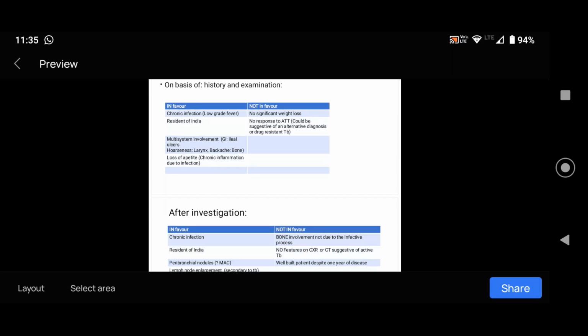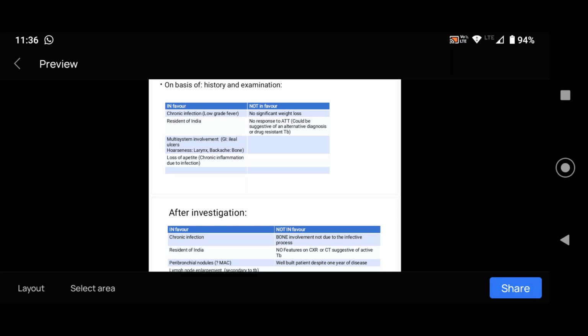On the basis of just the history and examination, we had a low-grade fever for a year, so it could point to a chronic infection like TB. The patient was a resident of India, which itself is a good point to keep TB. We had multi-system involvement, because in the GIT we could see some ileal ulcers. There was hoarseness of voice on history, so it could be laryngeal involvement of TB. And the backache could be because of osteomyelitis, again due to TB. So we were looking at a disseminated TB picture.